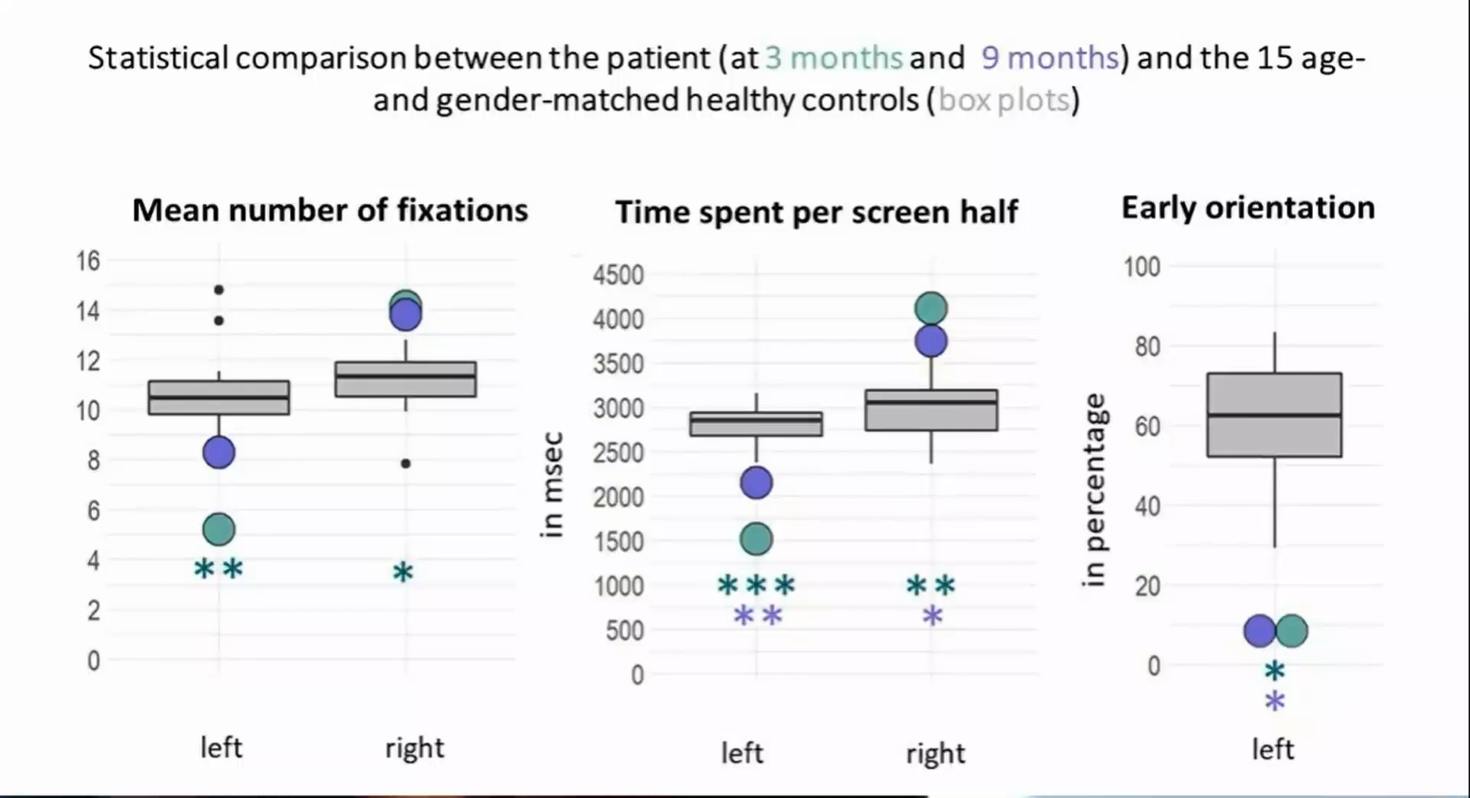So even if the patient recovers in some variables after 9 months, which is shown here in blue, we still see a significant difference regarding the time spent, here shown in the middle. Here we see an improvement, however the patient still performs significantly different from the healthy age-matched controls shown in grey with the box plots. Also, early orientation, which is considered a core symptom in neglect syndrome, is still evident and didn't change at all at 9 months.